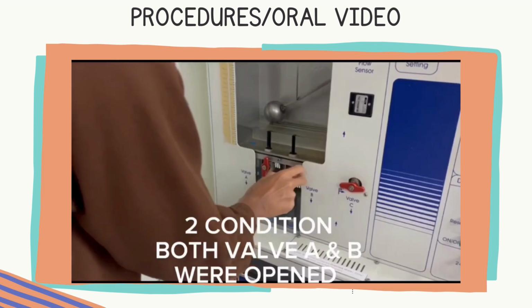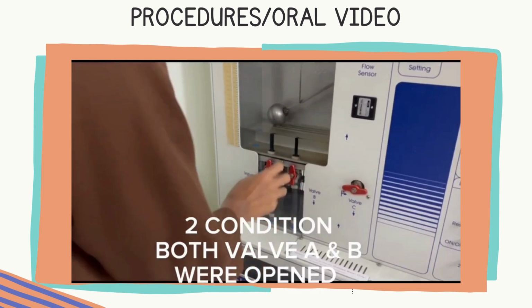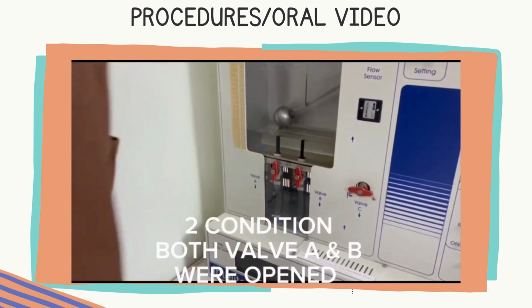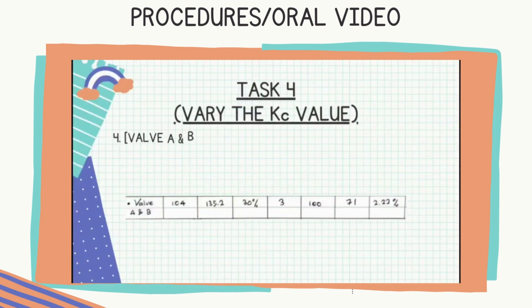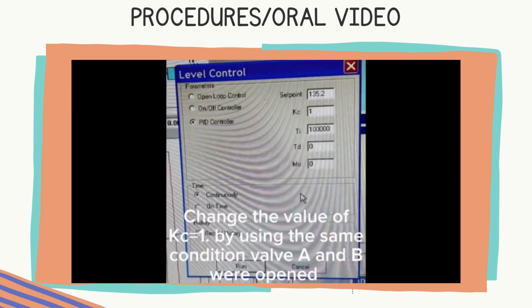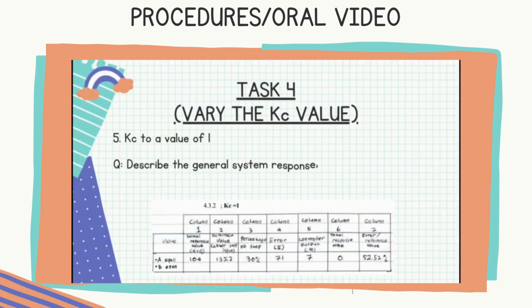By using the same value of KC, make sure to turn on valve A and valve B before running the experiment in the second condition. So this is the result in the second condition when valve A and valve B are open. After that, change the value of KC to 1 and measure the error, control output and the total response time.